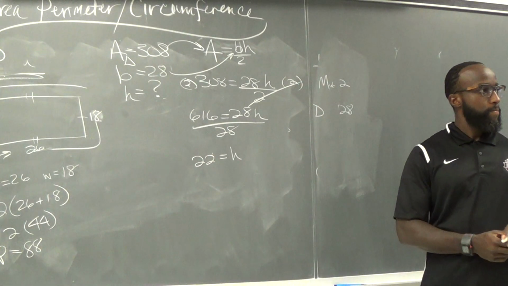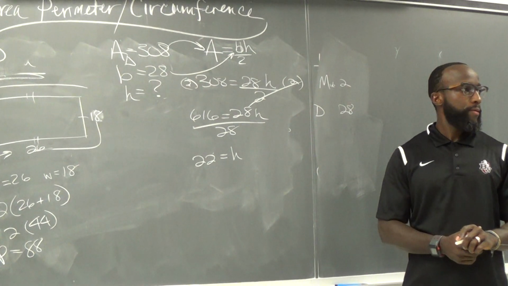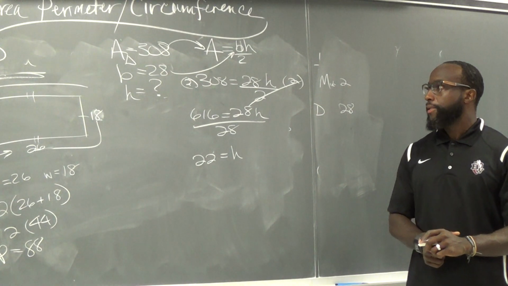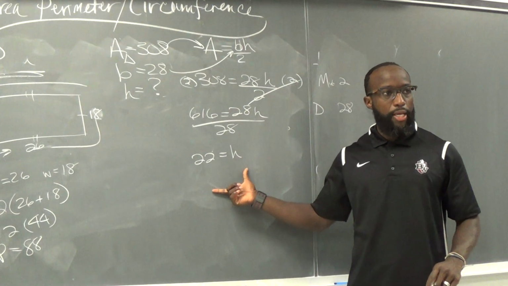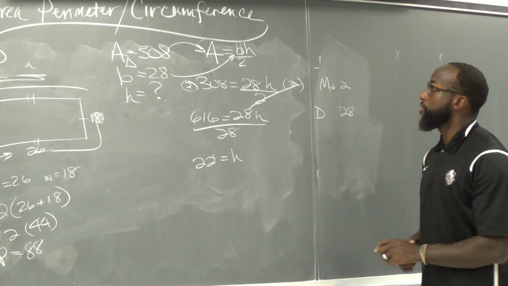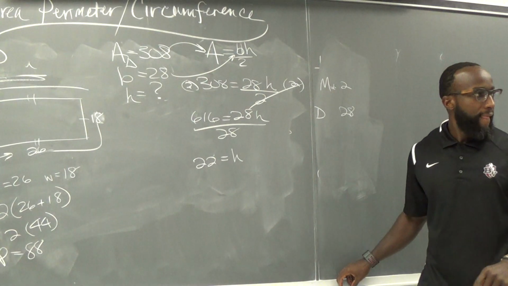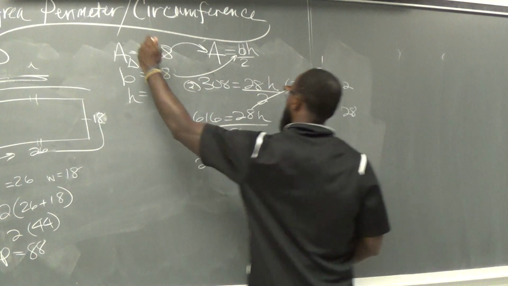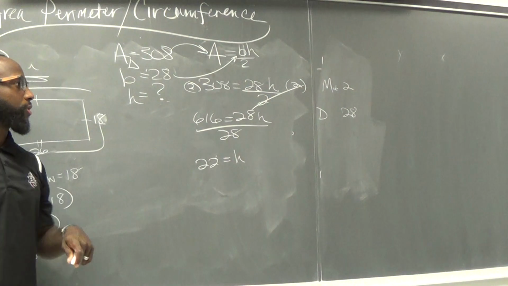Hold on, you said 2 times 308? Yes, ma'am. Oh, okay. Yeah, right. I put it down. So that's what you did. You good with that? We good? Yeah. Cool. That's how you find the height if they give you the area and the base. That's what you do.